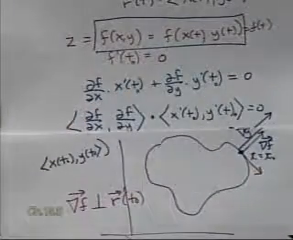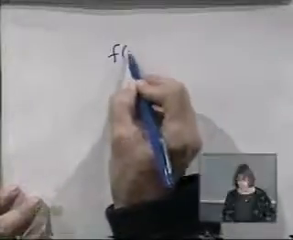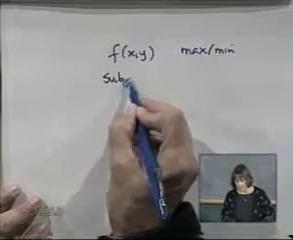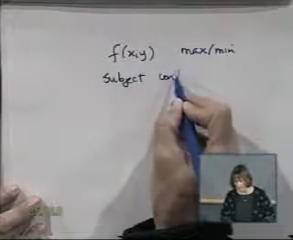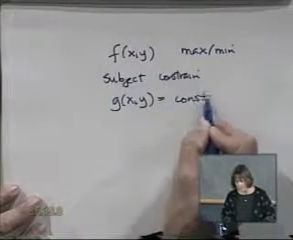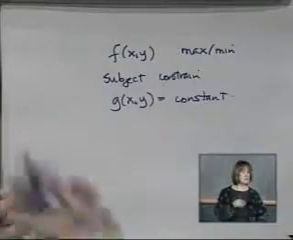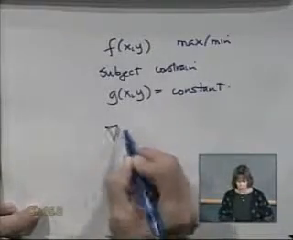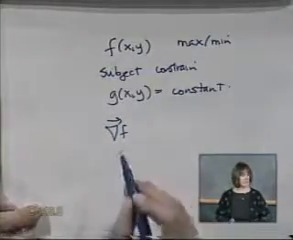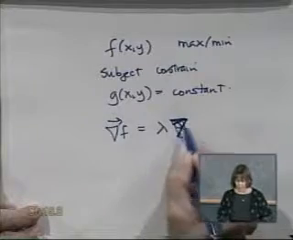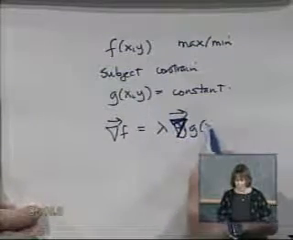Now, are you responsible for the proof? No. All right, but what you are responsible for knowing is this. If I have a function f of x, y, and I want to maximize or minimize it, subject to some closed constraint, which we're going to call g of x, y equal to some constant, then if you gave me the list of points x naught, y naught where I attain my max or my min, there has to be some lambda where the gradient of f evaluated at that point must equal lambda times the gradient of g of x naught, y naught.